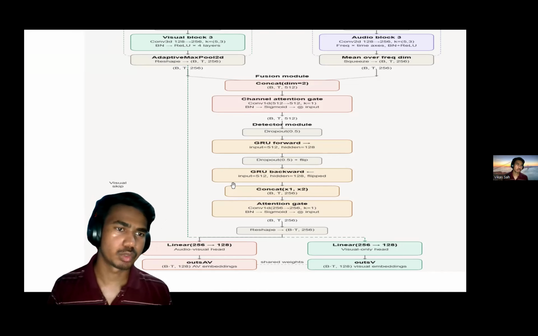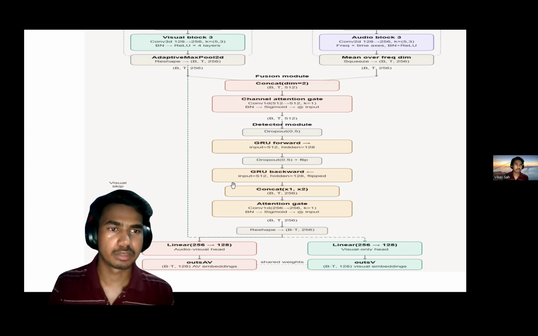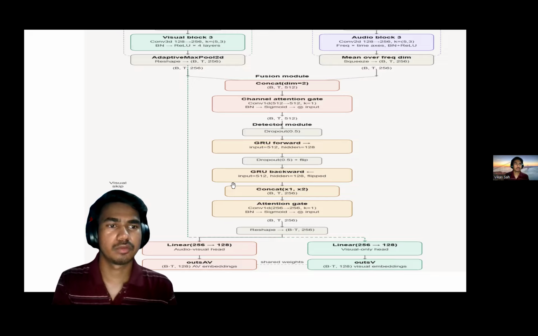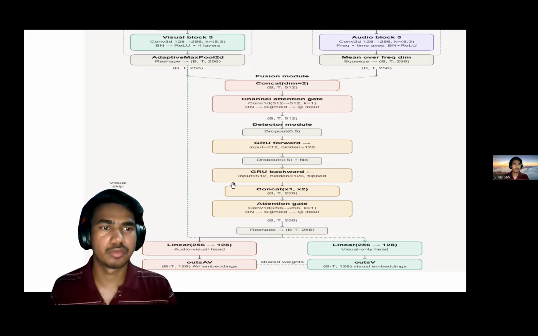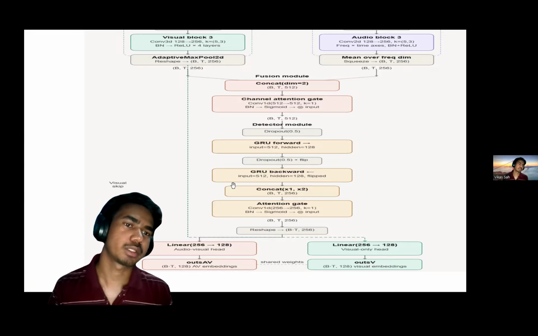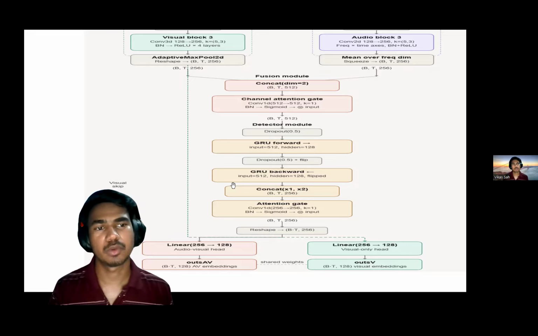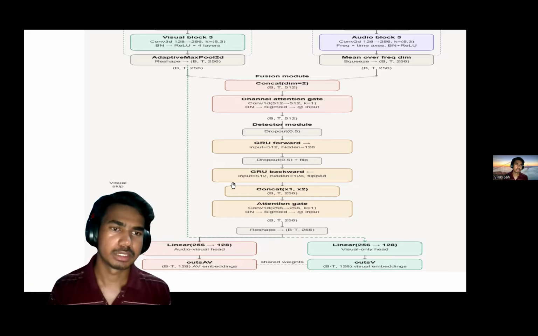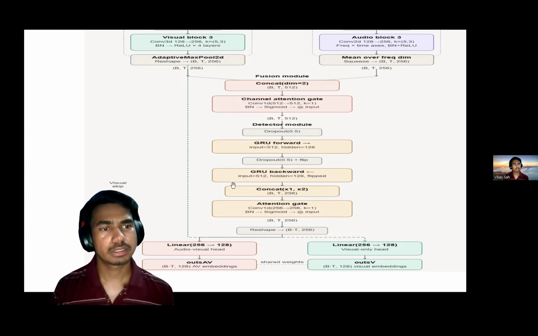After this, a detector module to understand the temporal moment and the correlation between how the frames, the video parts, or the audio evolve. Then after this, we are using dropout to prevent co-adaptation between neurons so that each neuron can learn independently. So GRU forward and GRU backward techniques are being used here.